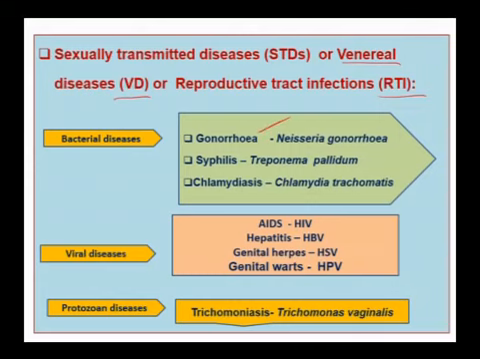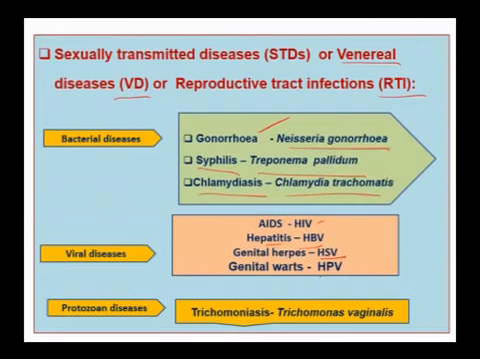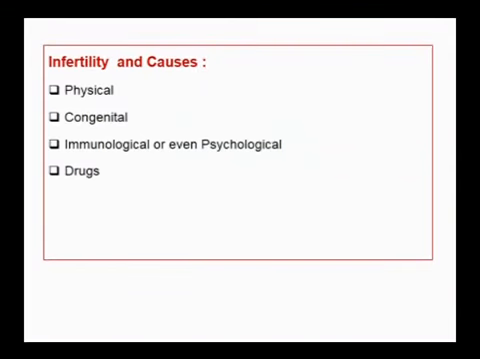Gonorrhea is caused by Neisseria gonorrhoeae, a bacterium. Syphilis is caused by Treponema pallidum, and chlamydiasis is caused by Chlamydia trachomatis. AIDS is caused by the HIV virus, human immunodeficiency virus. Hepatitis is caused by the hepatitis B virus. Genital herpes is caused by the herpes simplex virus, and genital warts are caused by the human papilloma virus, HPV. These are the sexually transmitted diseases.